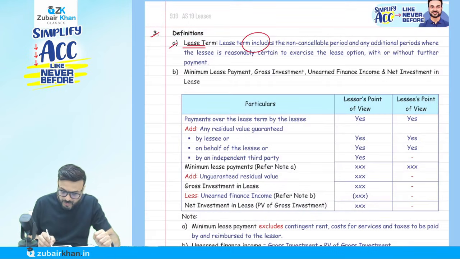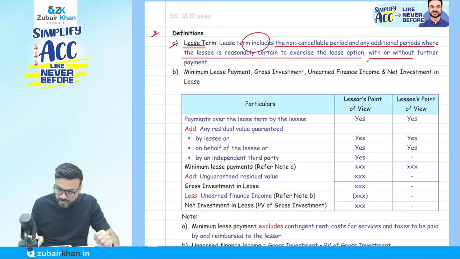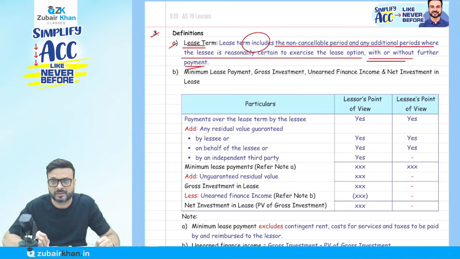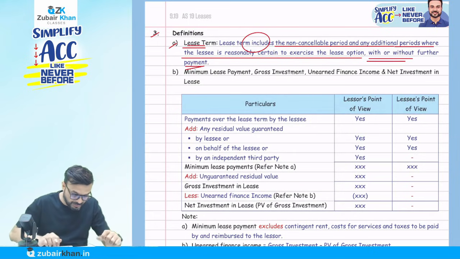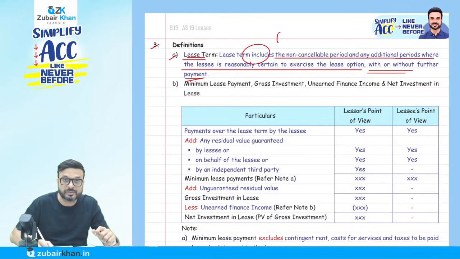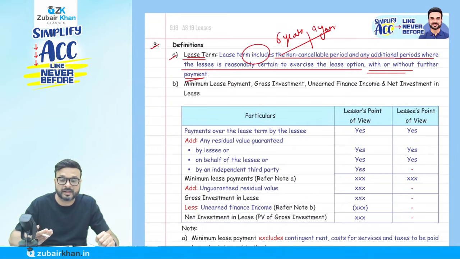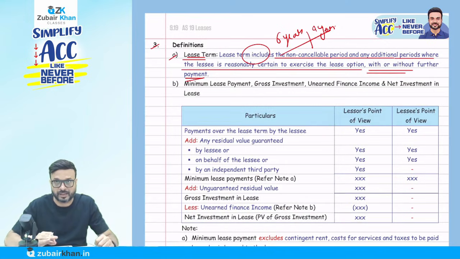First, they say the lease term. Lease term includes a non-cancelable period and any additional period where the lessee is reasonably certain to exercise the lease option, with or without further payment. What is going to happen now here? To simplify it, suppose the lease term is for 6 years. We call it the primary period, and say there are 4 more years. If you want, you can take it for a further 4 years, and most probably the rent will be lower, with or without the rent.